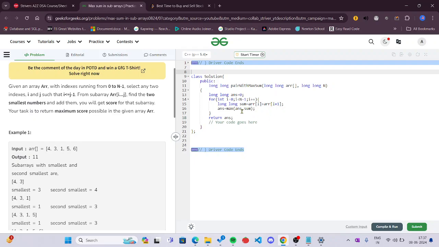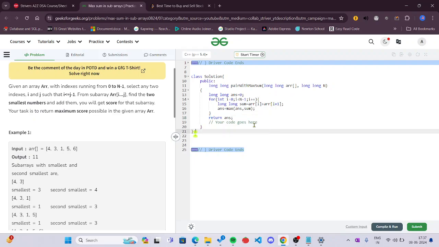And answer is equal to maximum of answer and sum. See, first 4 and 3 will be added, then 3 and 1 will be added, then 1 and 5 will be added, and at the last we will be adding 5 and 6 and then 6 and 4, but 5 and 6 are maximum, so this maximum will keep updating and will keep the updated number 11. As soon as it gets 11 it wouldn't be replaced again.